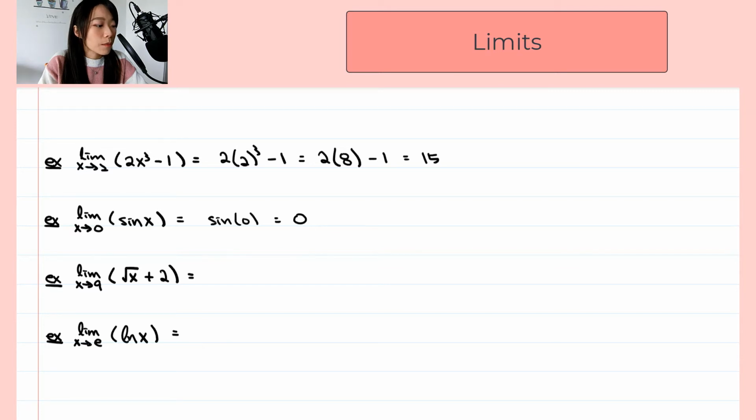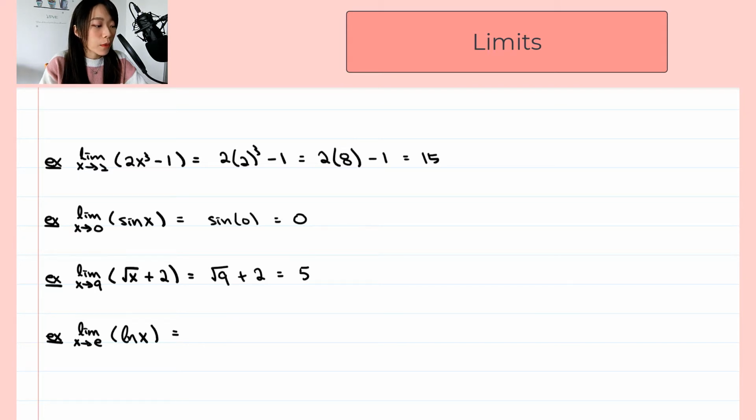In the next example, we have a square root. The cheating rule works with all the functions. So here we have the limit of square root of x plus 2 as x approaches 9. So we cheat and get square root of 9 plus 2. So this limit equals 5.